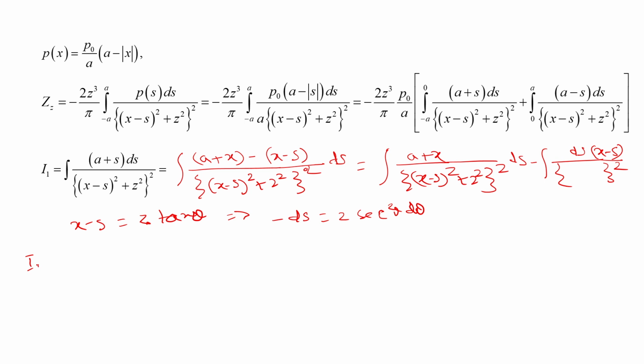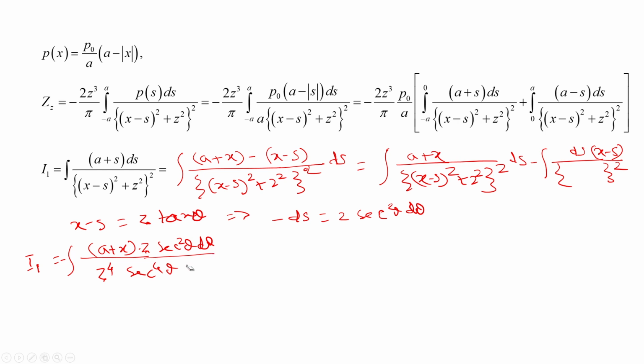So then I1 here is equal to, let us say, a plus x, and here it is x minus s. So d s is equal to minus, over here, z sec square theta d theta, and x minus s squared is z squared. So z squared squared is z to the power 4 here, and x minus s is z tan theta, so 1 plus tan square theta is sec square theta. So it is sec 4 theta here.